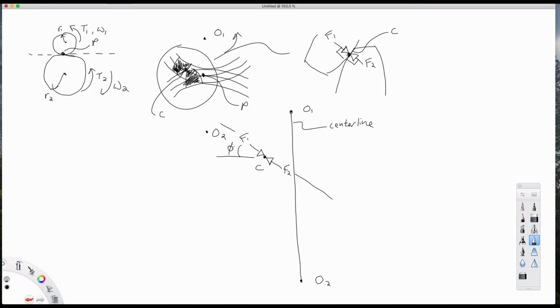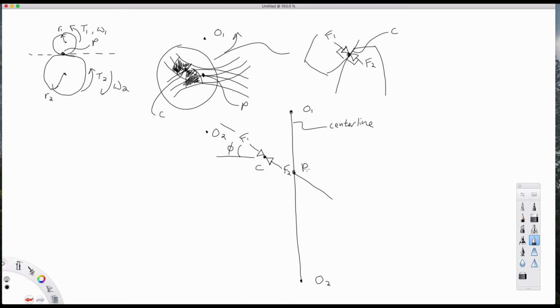We're going to define the pressure angle as the angle between the horizontal axis here and the direction that the forces at the point of contact are pointing. This pressure angle defines the direction of what we are calling the pressure line, or the line of action. And this line of action, where it goes through the center line, is what we're going to define as the pitch point.